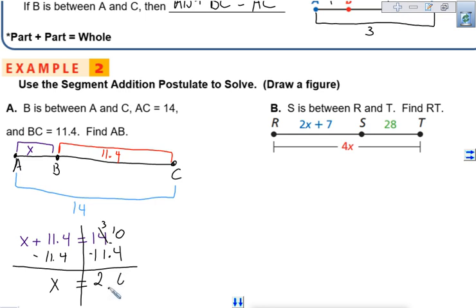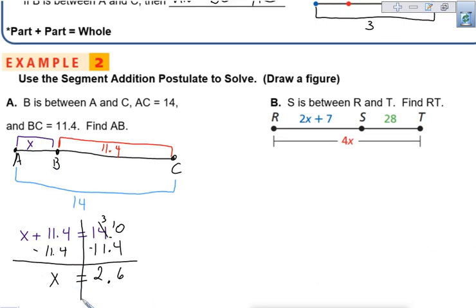So we have 2.6 for x. And because we had labeled that as our length for AB, that means that AB equals 2.6. The length of AB is 2.6.